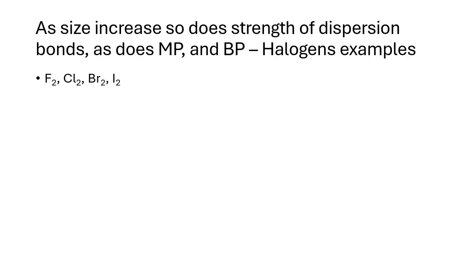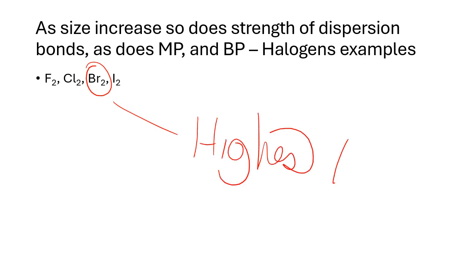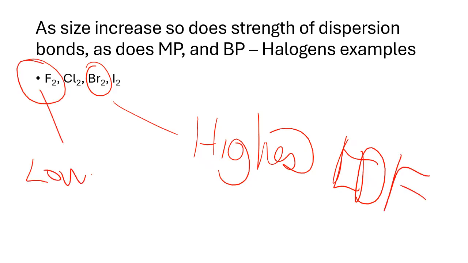So here, the thing that is closest to the bottom, these are all halogens. And the thing that's closest to the bottom is bromine. So bromine is going to have the highest one, has the highest dispersion. And fluorine has the lowest LDFs. So all of these are just nonpolar.